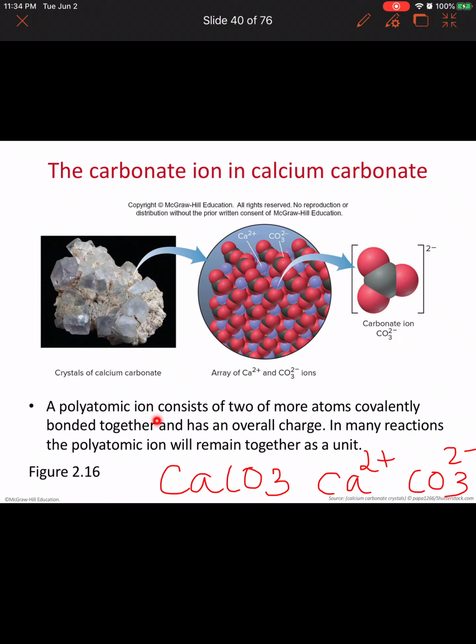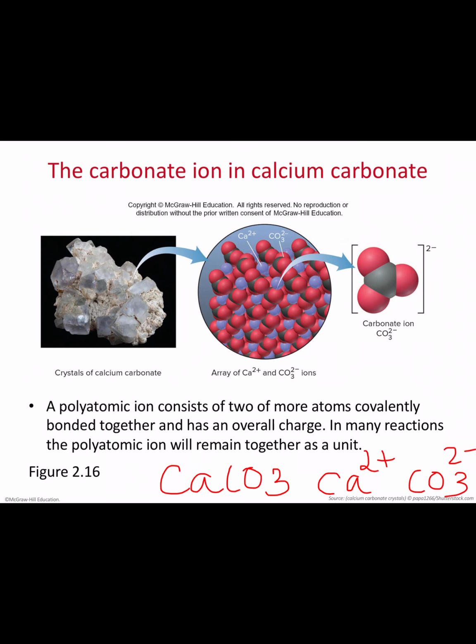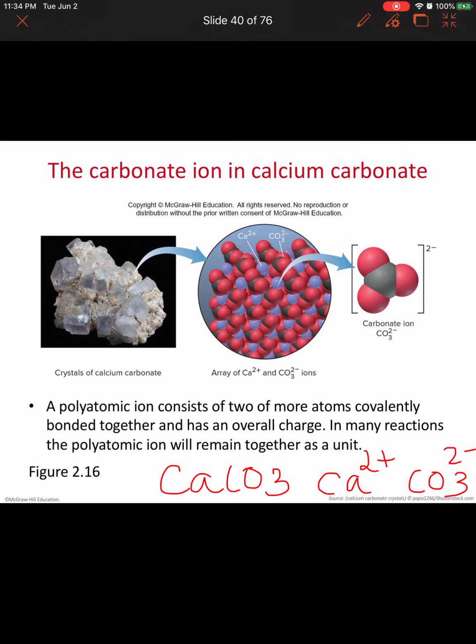A polyatomic ion consists of two or more atoms covalently bonded together and has an overall charge. In many reactions, the polyatomic ion will remain together as one unit. They're not going to separate into carbon and oxygen. Okay, so we'll stop here and then we can talk about the chemical formulas in the next session.